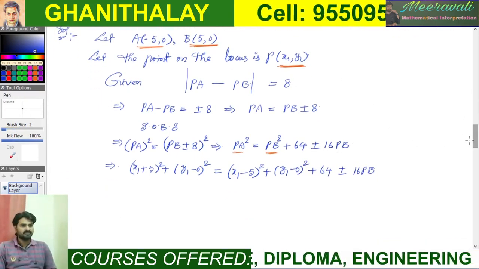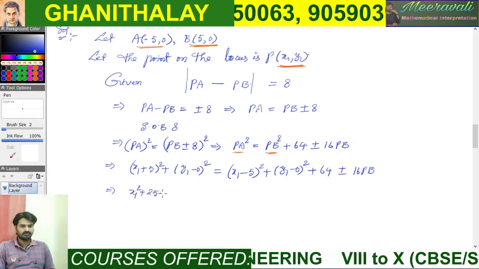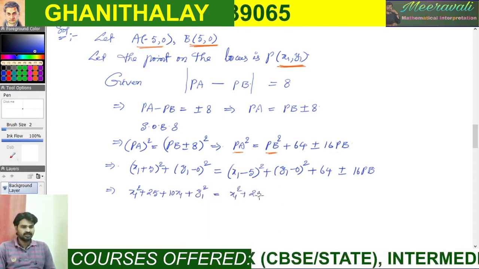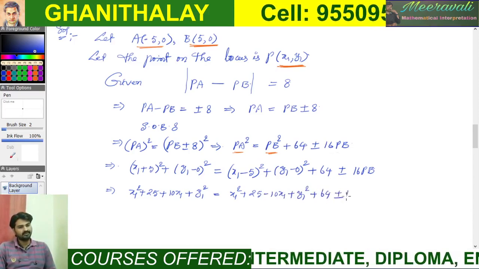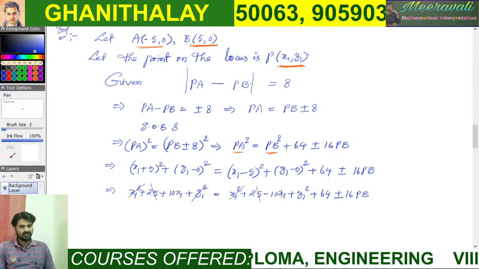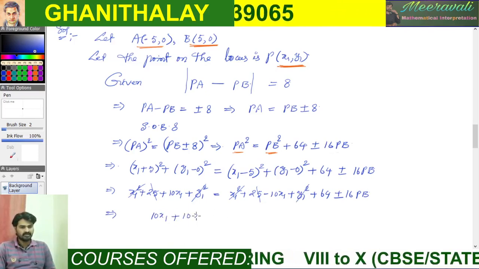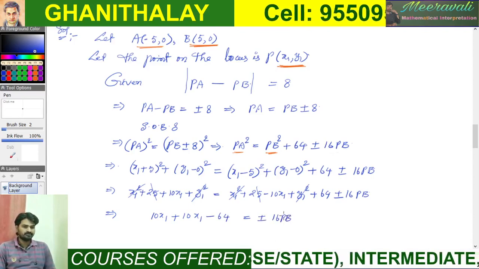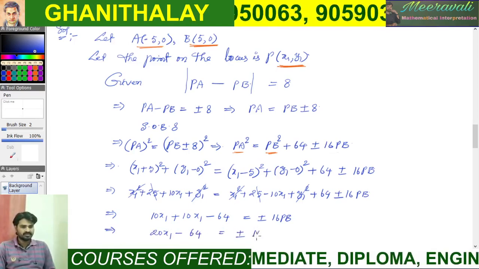Now expand this one. x1 plus 5 whole square is x1 square plus 25 plus 10x1, plus y1 minus 0, y1 square. Here also x1 square plus 25 minus 10x1 plus y1 square plus 64 plus or minus 16 PB. Cancelling 25 with 25, y1 square with y1 square, what remains? Take minus 10x1 to the left side: 10x1 plus 10x1 is 20x1, minus 64 is equal to plus or minus 16 PB.